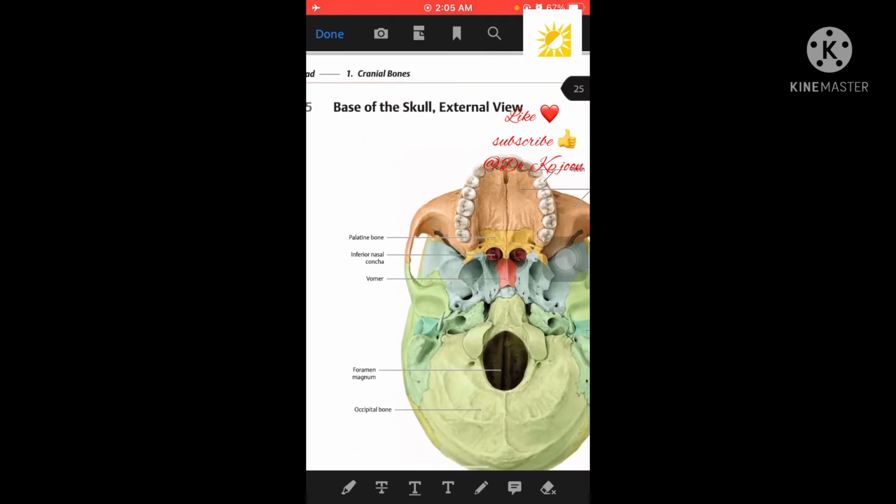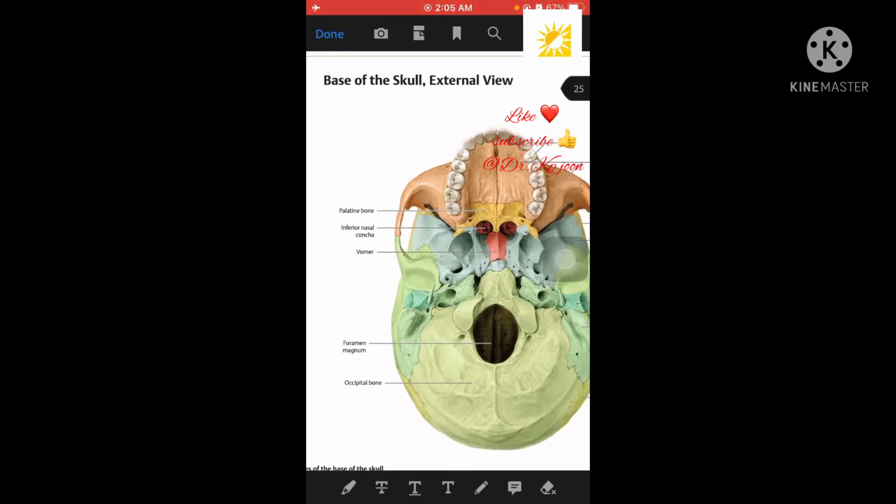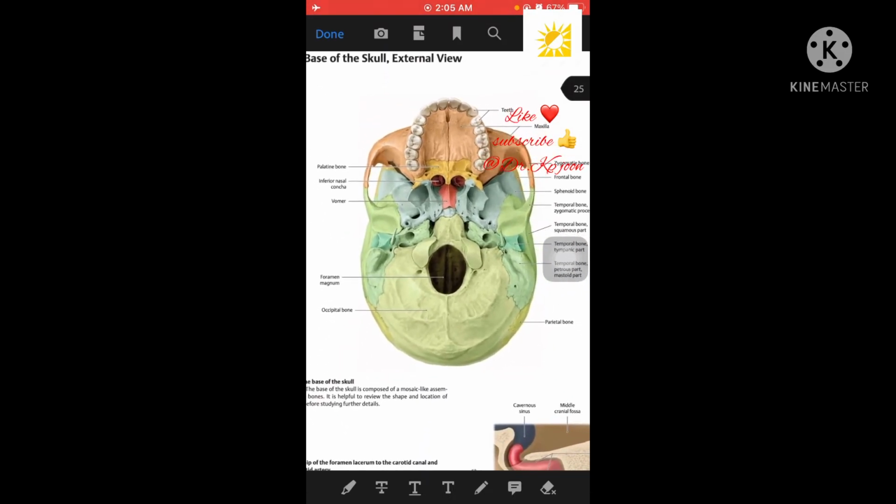So our exterior and inferior part is finished. Now we start the base of the skull, external view. See this diagram.